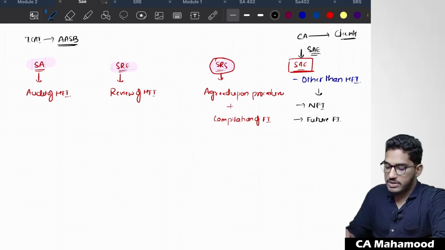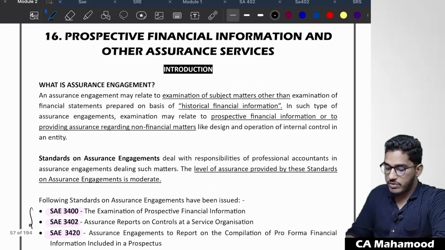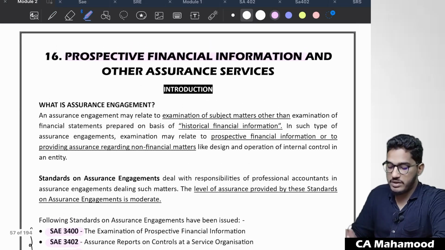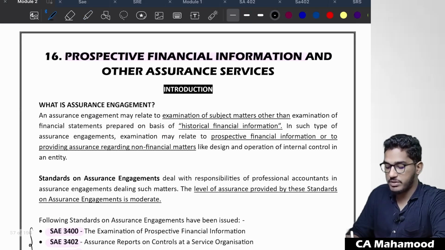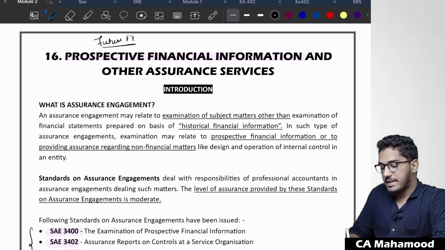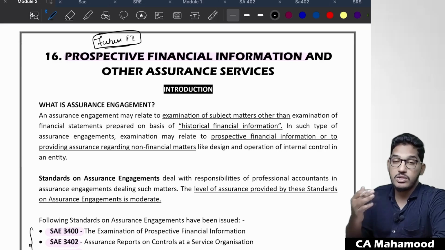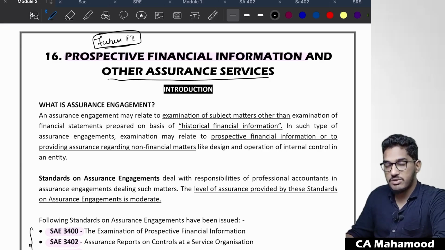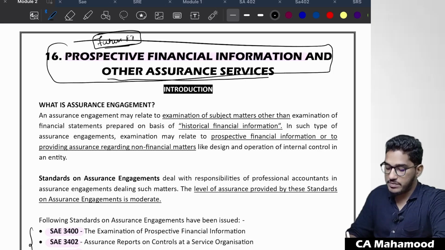So if you see the title of the chapter, as I've told, what is the title of the chapter which we are going to talk about now? Prospective financial information. What do you mean by prospective financial information? Prospective financial information means nothing but future financial information only. So as a chartered accountant in practice, if you are called upon to conduct any assignment which involves future financial information, how to do that engagement, and also other assurance services which do not involve any historical financial information, how to do those engagements, that guidance has been given under this particular chapter.